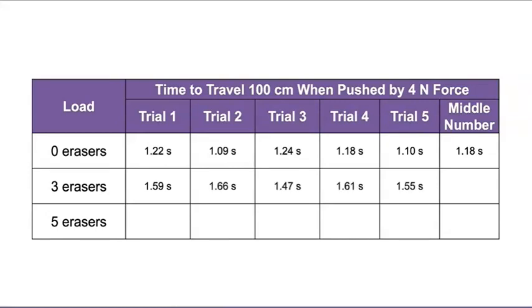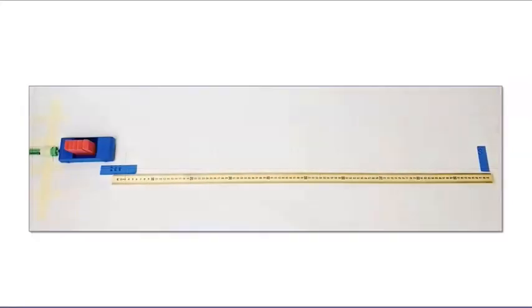Can you figure out what the middle number is? 1.5900 seconds, right? Now let's test the train model by using 5 erasers. Before we watch the video clip, let's make a prediction. Do you think the train model will move faster or slower with 5 erasers than it did with 3 erasers?